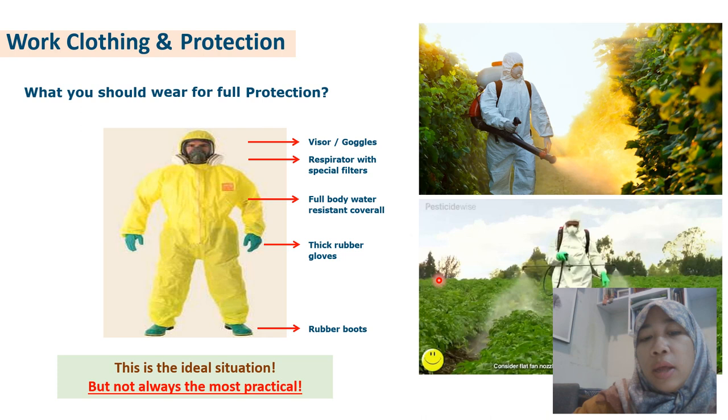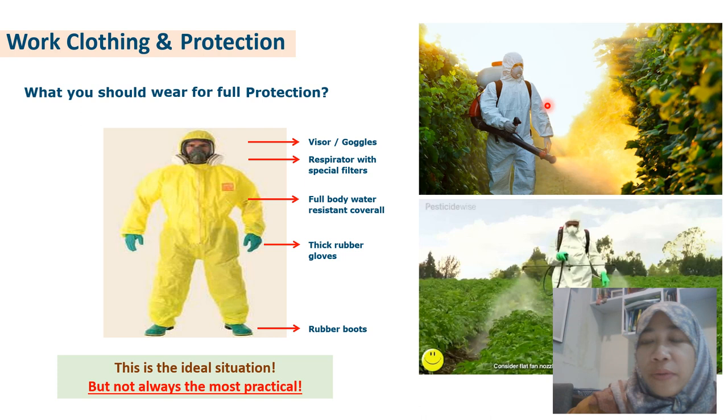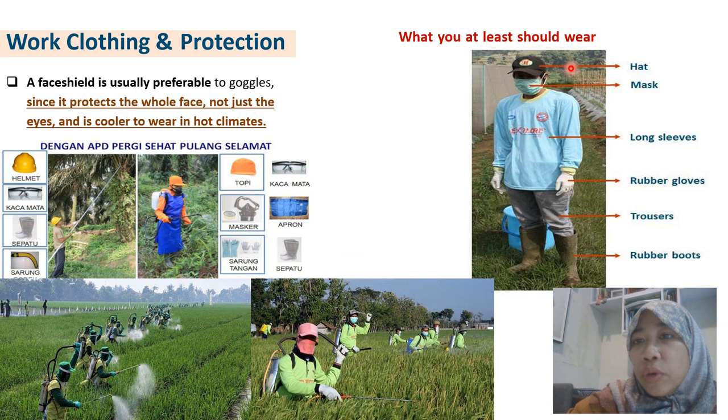What should the farmers wear? But it is not always the most practical. We live in a tropical country, and the weather is really hot. What if the farmers use full protection in the field? They will burn because they feel hot. So at least the farmers should wear a hat, a mask, a long sleeve, rubber gloves, trousers, and rubber boots. This is the minimal outfit that should be used by the farmers.